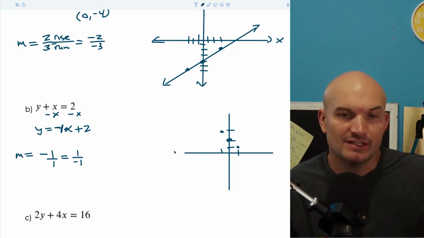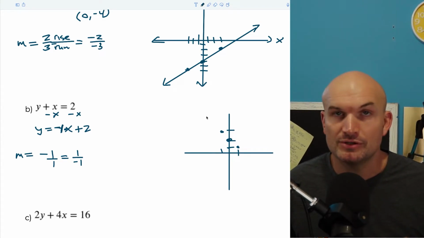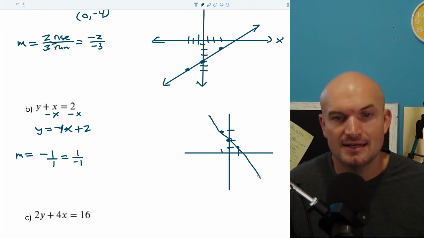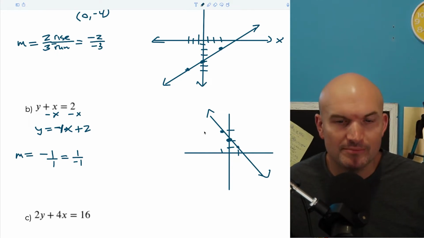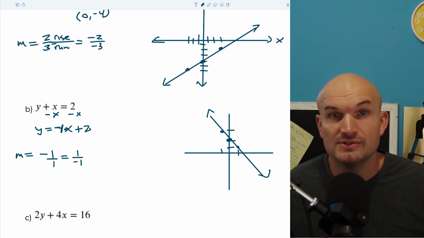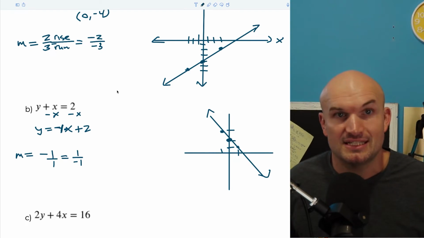If you can go either to the right or to the left, you just need to make sure you adjust your rise accordingly based on the slope. So now I can go ahead and connect these 2 points, and that's what it's going to look like. Now, the other thing I wanted to mention about this is we could also use the intercept method, or at least identify the x and the y intercepts.